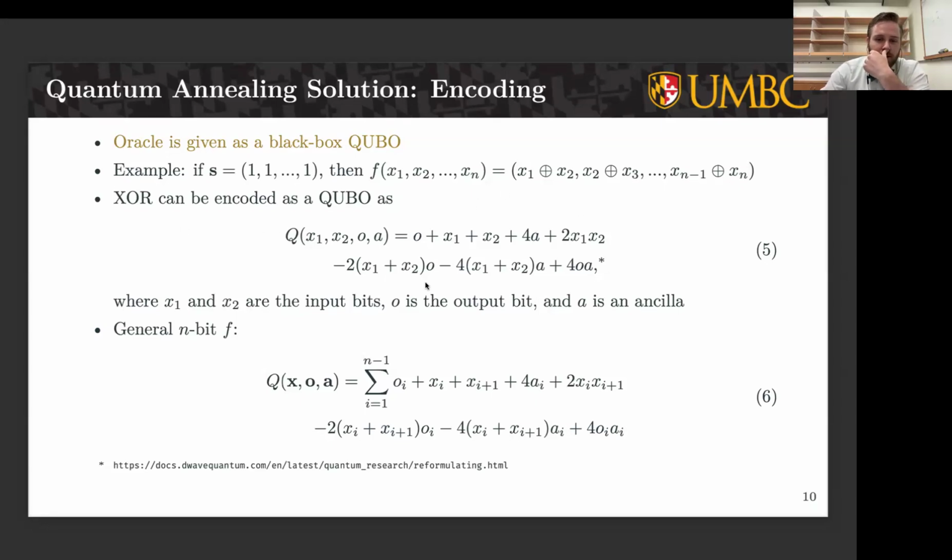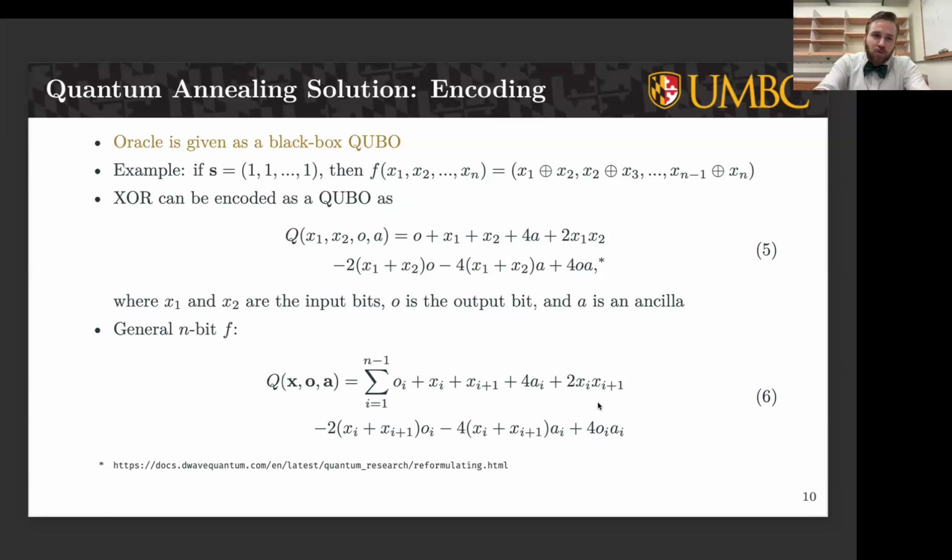According to the D-Wave documentation, you can encode the XOR in the following form. So we take x1 and x2 as the input bits, O is the output, A is the ancilla, and computing this equation, it will be minimal when O is the XOR of x1 and x2. And then we can generalize this to n qubits. So if we replace our x1 and x2 with an x vector, our O and A with vectors themselves, then we can create this equation, which would be the oracle that we could put on an annealer. So this is our QUBO oracle that's given to us that we can use, and our goal will be to find the period that's hidden within this oracle.